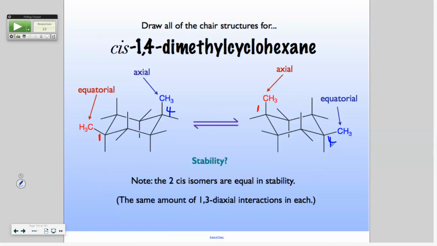Okay, now I'm going to ask which one of these is more stable. And you're going to say they're equal and stable. And why did you say that? Because here you've got one 1,3-diaxial interaction, and here you've got one 1,3-diaxial interaction. There's no difference between the two. Agree? Are they also equal because the arrows are equal?